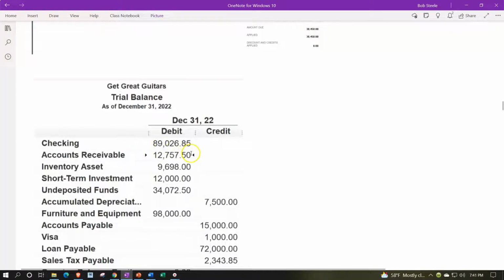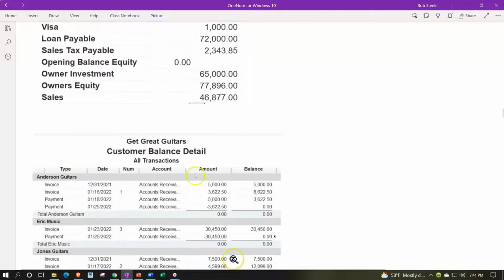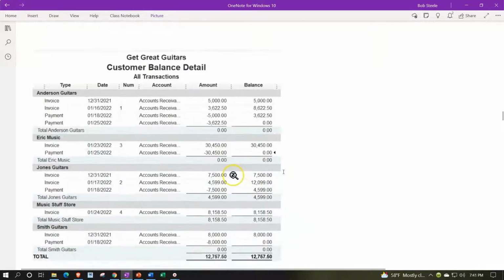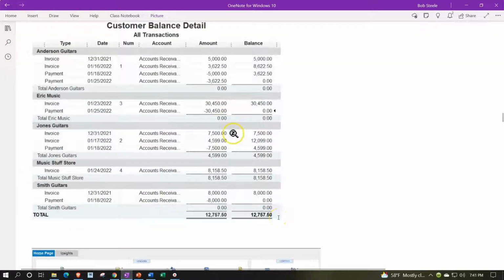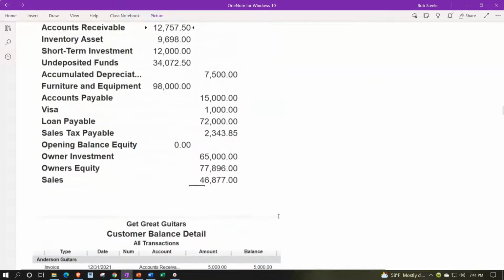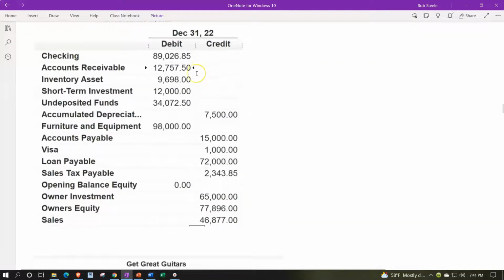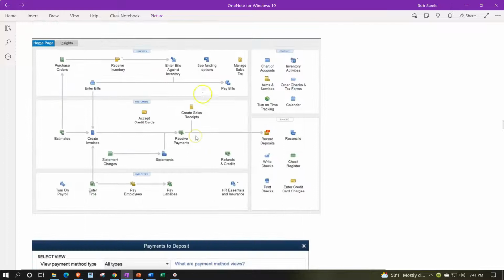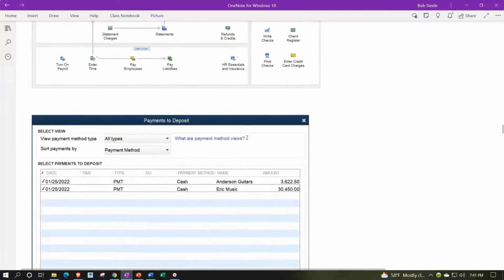Here is the trial balance. Accounts receivable went down. Undeposited funds went up. Here's the customer balance detail, where we can see then the payments that have been received for Eric Music, total summing up to the $12,757.50. That then matching out to the trial balance. So now we have 2 items that are in the deposit area waiting for us to make the deposit, which will be lowering undeposited funds and increasing the checking account.